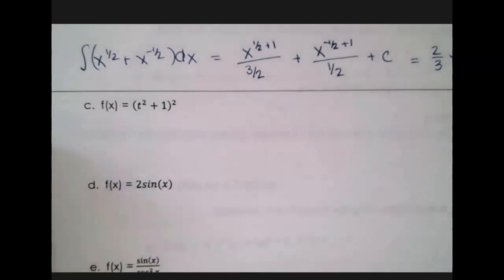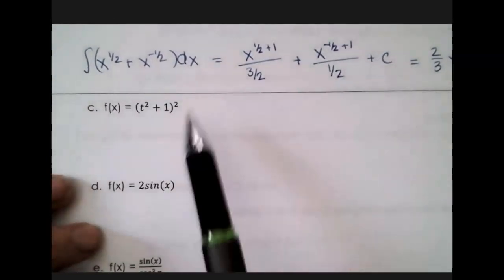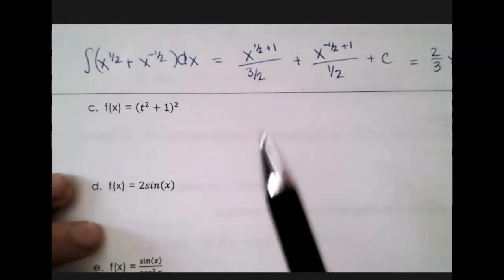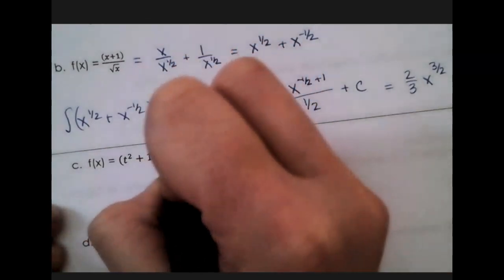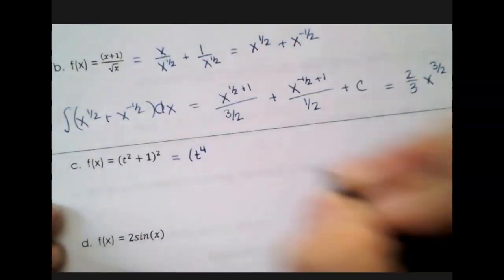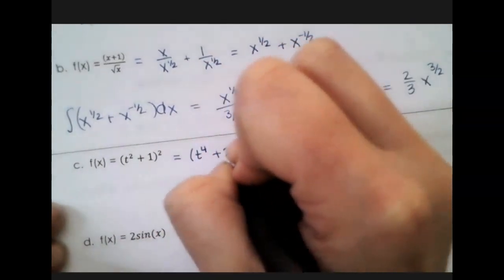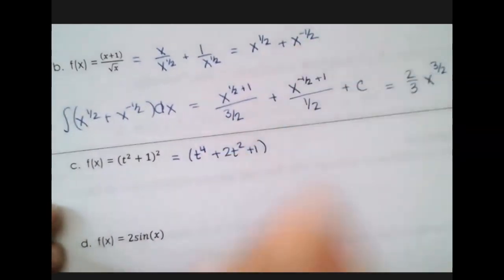In letter C, we don't have a rule. This would be like a chain rule. We don't have a rule for that. So the only way you can do letter C is to FOIL it out. So you have to take t squared plus 1 and FOIL it. So you get t to the 4th plus 2t squared plus 1.